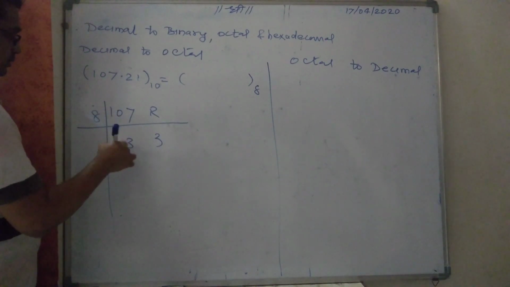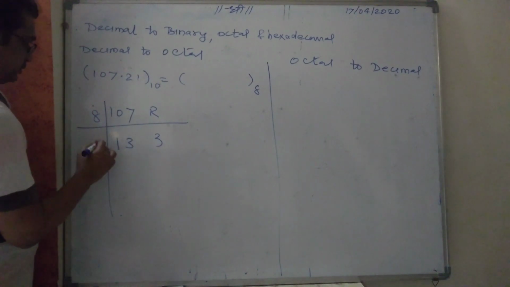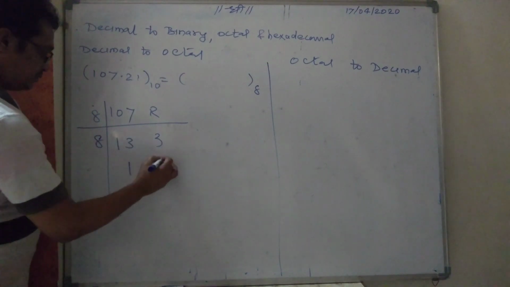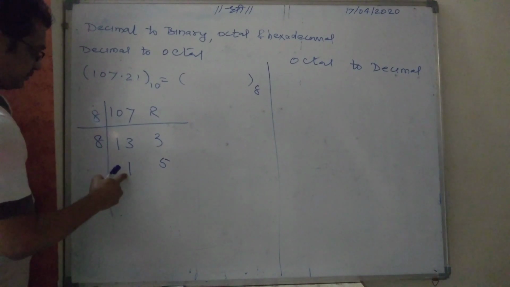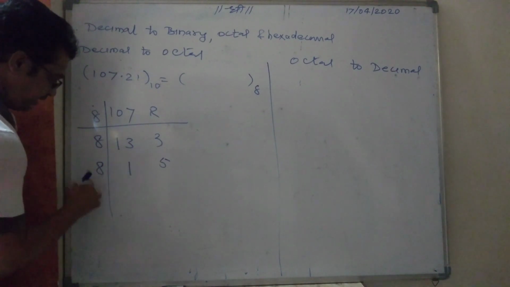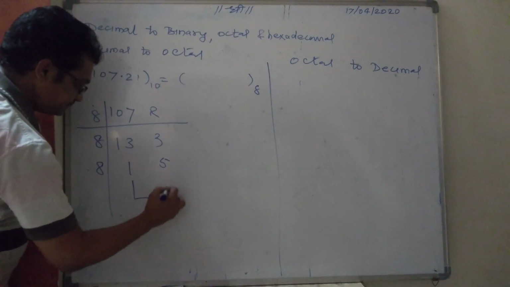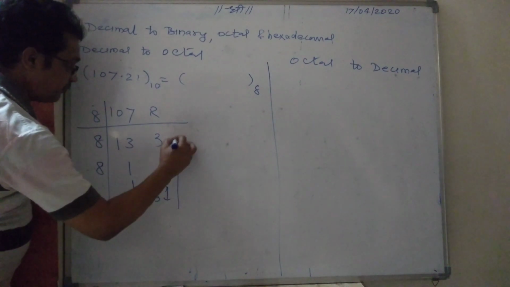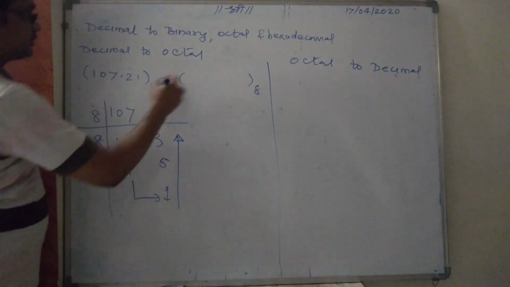13 by 8 is 1, remainder 5. This one cannot be divisible by 8, so carry this one here. We will write this number in the upward direction: 153.